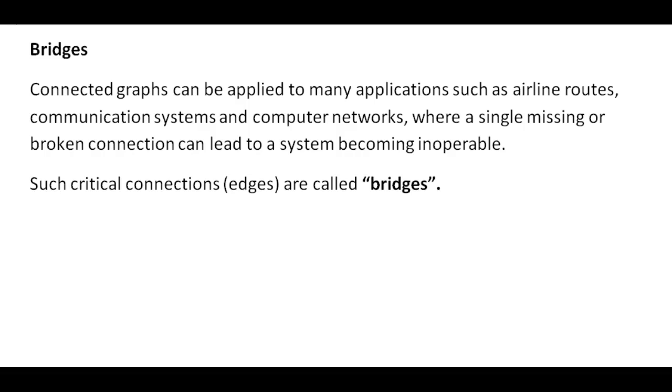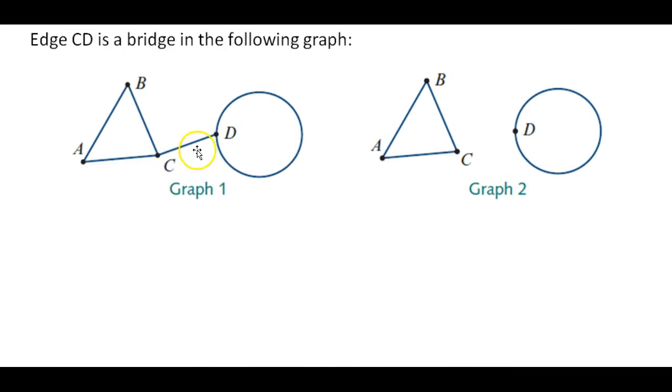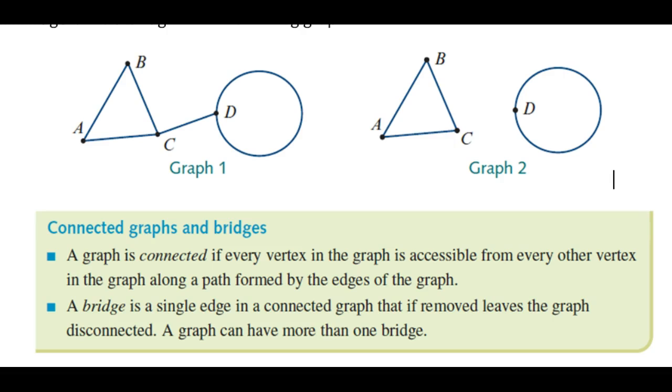So unlike the bridges in Konigsberg at the start, this is a particular definition. These critical connections or edges are called bridges. So if we remove that edge, it would leave the graph disconnected. You can see that in this graph, it is the edge CD that's the critical bridge, and so if we remove it, we end up with a disconnected graph. The graph is connected if every vertex in the graph is accessible from every other vertex, from any path formed by the edges of the graph, and a bridge is a single edge in a connected graph that, if removed, leaves the graph disconnected.